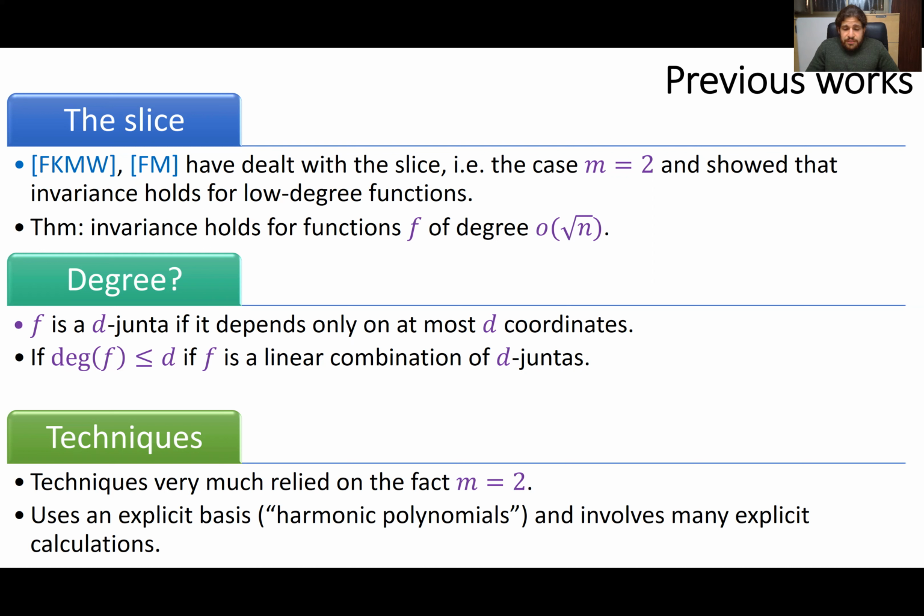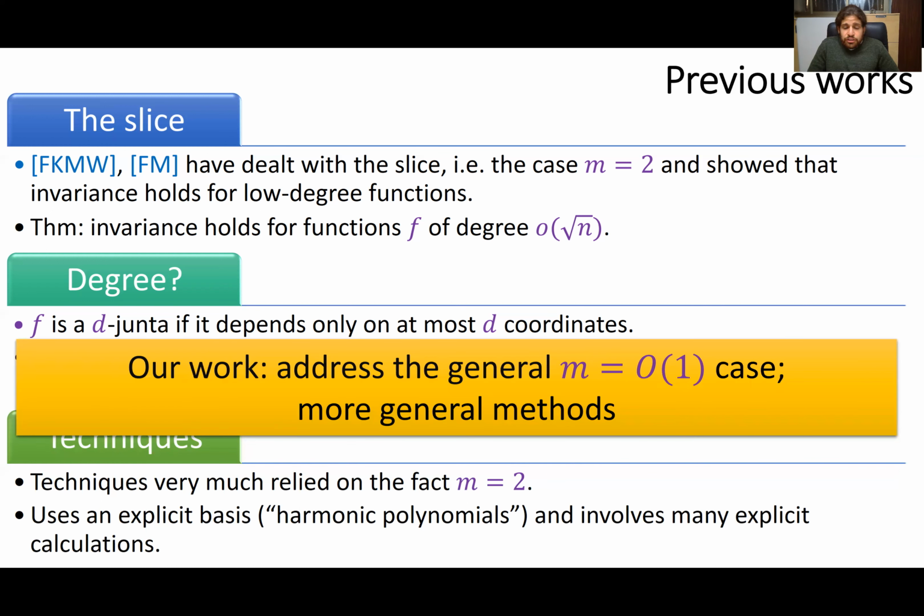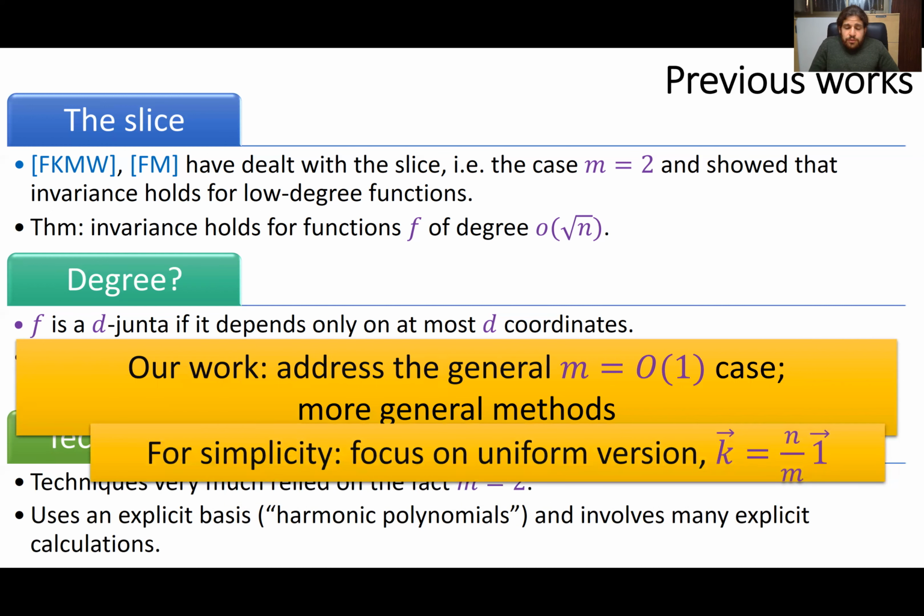And if you wanted to extend these techniques beyond m equals 2, you'd need to find a basis and hope that everything works out well, which may or may not be possible. They propose it as an open problem. But what we do in this work is we consider more general methods. We address the general case that m is constant and use symmetry-based methods in order to get around this basis issue. So for simplicity for the rest of the talk, I'm going to consider the uniform case in which each one of the k sub b's is equal to n over m, but our results hold for the more general case of roughly balanced multi-slices.